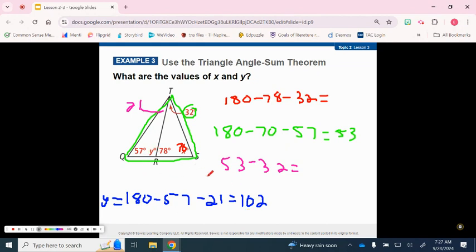Now remember, do we always trust the picture? No, we have to trust the math behind the picture. I don't care if that looks like a 102 degree angle or not. The math is telling us it is. Okay? Sound good? Questions?